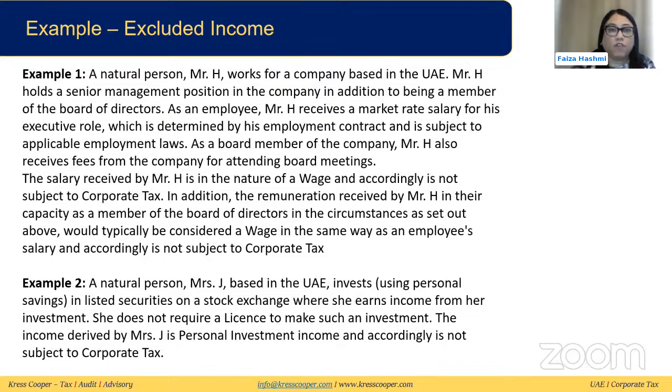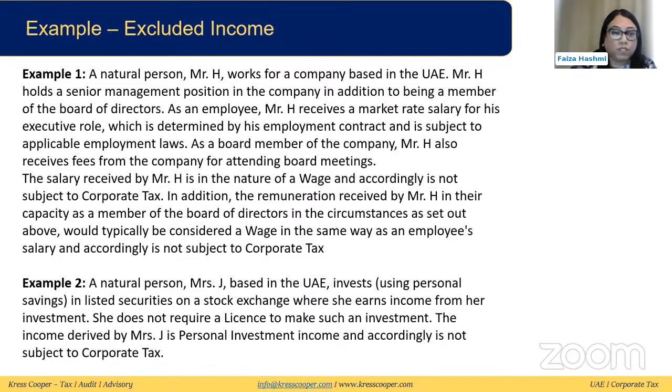Mr. H is working for a company. He is also on the board of directors and has a senior management position. He's earning a salary and a fee for attending board meetings. Both of these will be classified under wages, and he will not be subject to corporate tax.